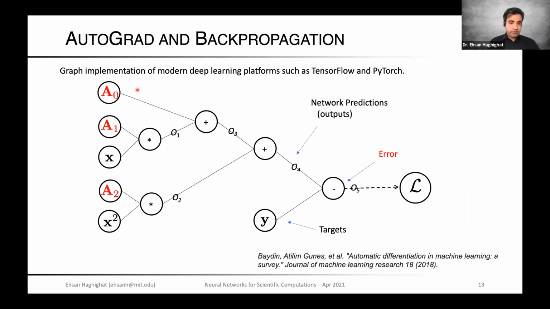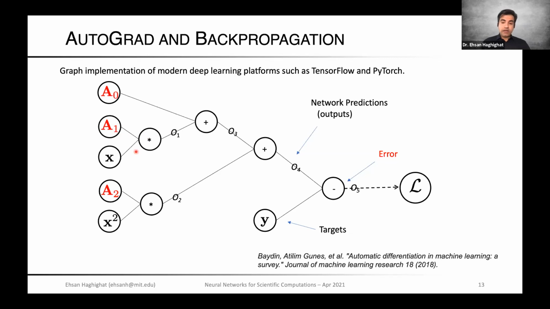So the TensorFlow parameters are represented in these red fonts, and the rest are inputs, right? So every node in the actual computational graph is an operation. For example, a summation, a multiplication, a subtraction, and so on. So it is an operation, and it has two inputs and one output.